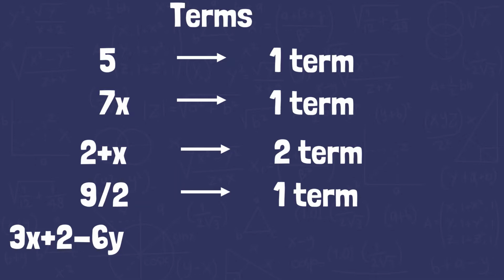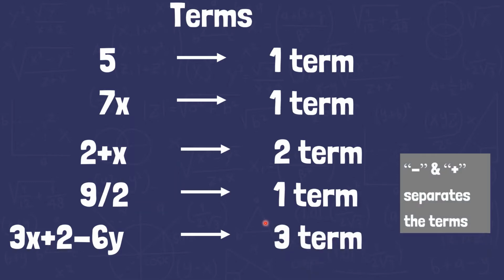3x plus 2 minus 6y. Now we'll have a look at this. 3x is one term, 2 is the second term, 6y is the third term, so there are a total of 3 terms. We need to remember a point. The subtraction sign and the addition sign separate the terms. If they have the division or the multiplication sign between them, that would be considered one term.